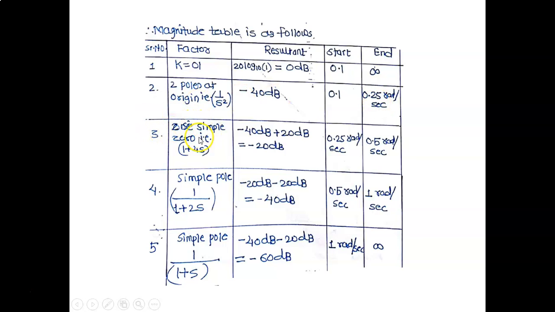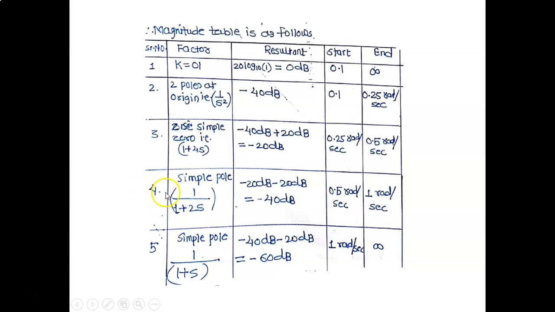Now third, simple zero, that is 1 plus 4s. A simple zero contributes a slope of plus 20 dB. Therefore, minus 40 plus 20 dB is equal to minus 20 dB. Its starting point is 0.25, end point is 0.5 radian per second.